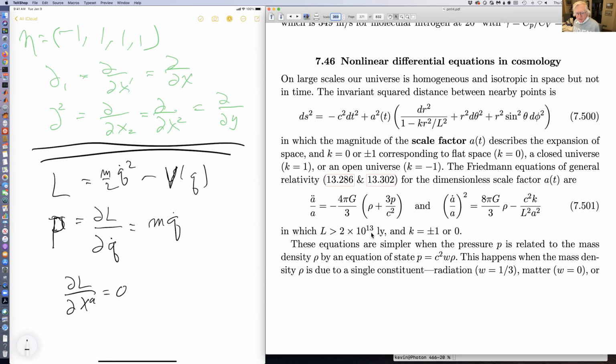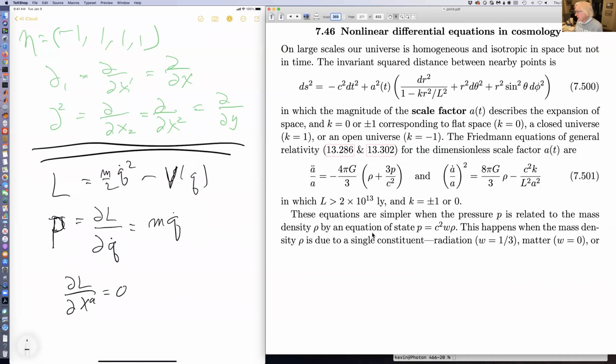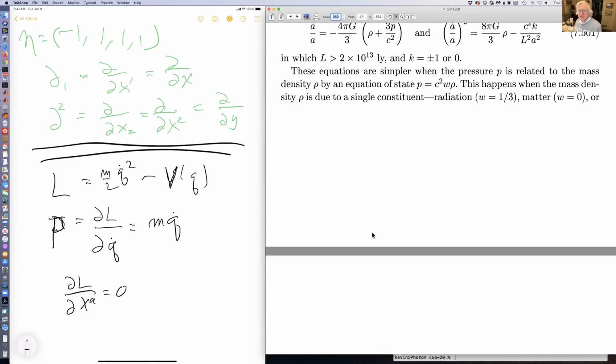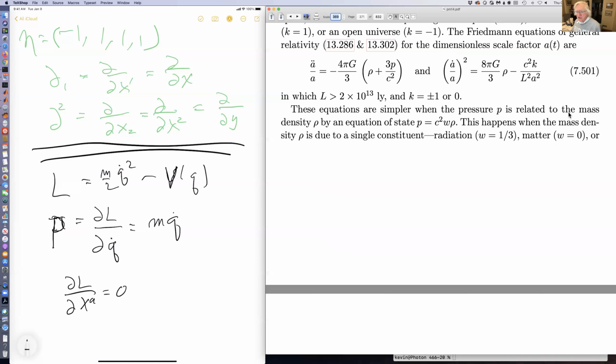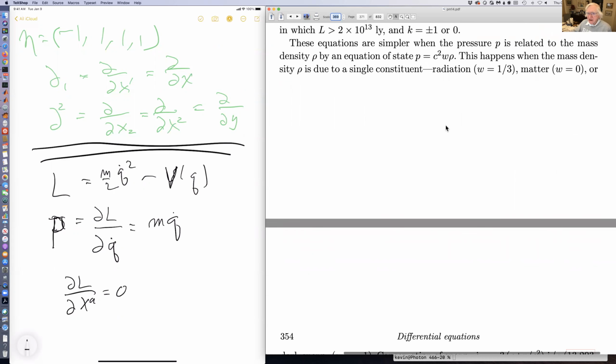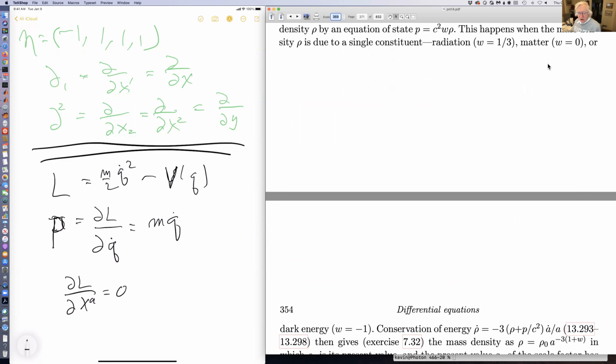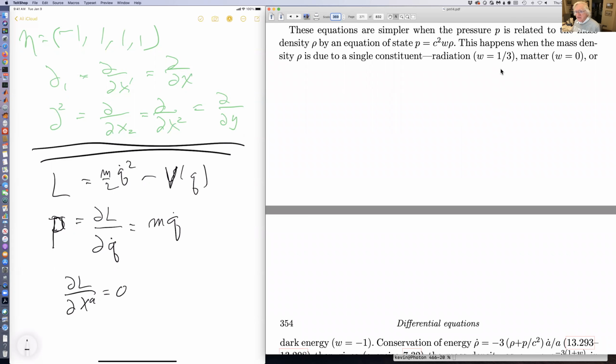I chose, it's bigger than 2 times 10 to the 13 light years. Anyway, these equations are simpler when the pressure is related to the mass density by some equation of state, P equals w c squared rho, where w is a constant. And if the mass density is due to a single constituent like radiation, matter, or dark energy, then w has simple forms, 1/3, 0, or -1.